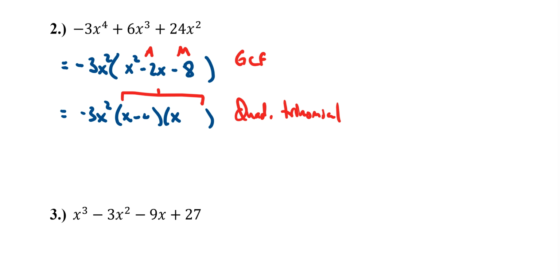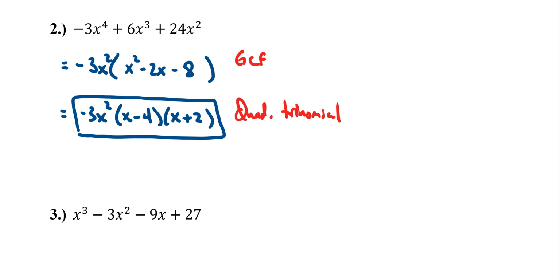That's going to be negative 4 and positive 2. So negative 4 times 2 is negative 8. Negative 4 plus 2 is negative 2. So that means x squared minus 2x minus 8 factors to x minus 4 times x plus 2. Again, this is that quadratic trinomial factoring technique. Okay, and then this is actually as far as it can be factored. So it is just completely done.